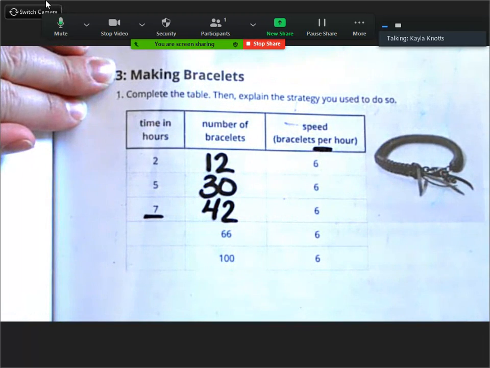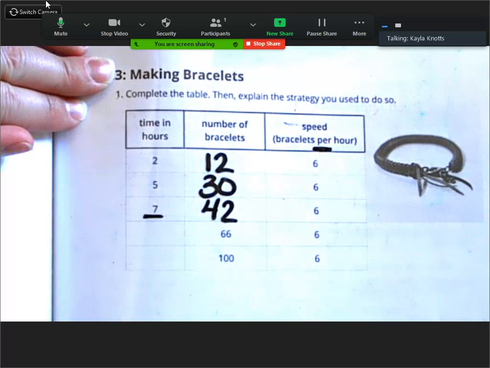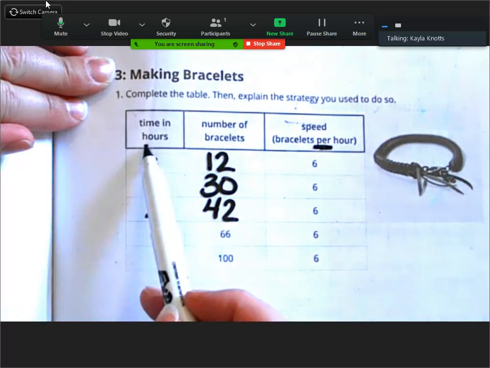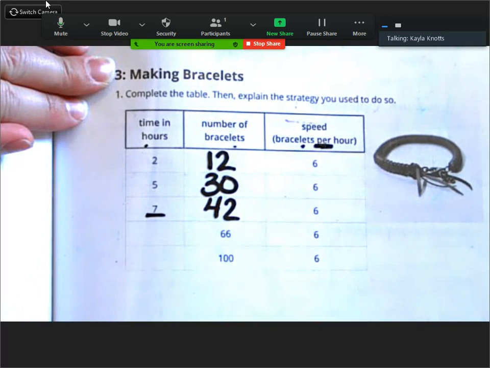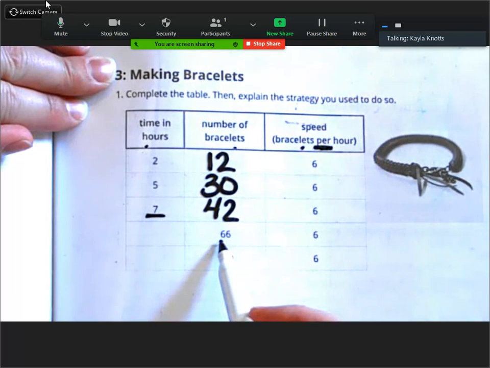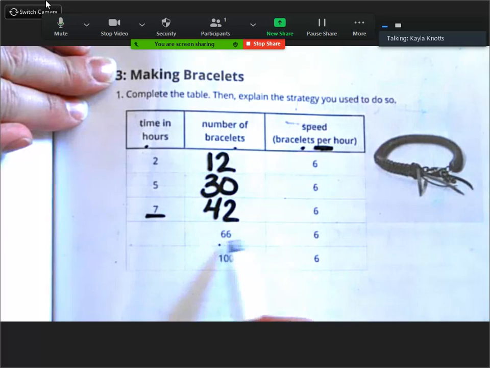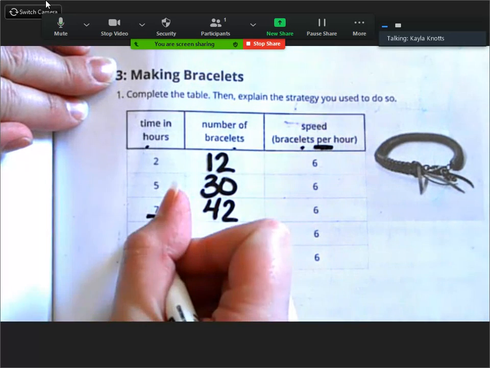Now, this is where it changes. Now we're given the total number of bracelets and the speed still. Well, if we multiply our time by our speed, we can get the number of bracelets. So now we have to do the opposite, or inverse, operation of that, which would be division. So I would do my number of bracelets divided by my speed to find out how long that's going to take. So 66 divided by 6 is 11.